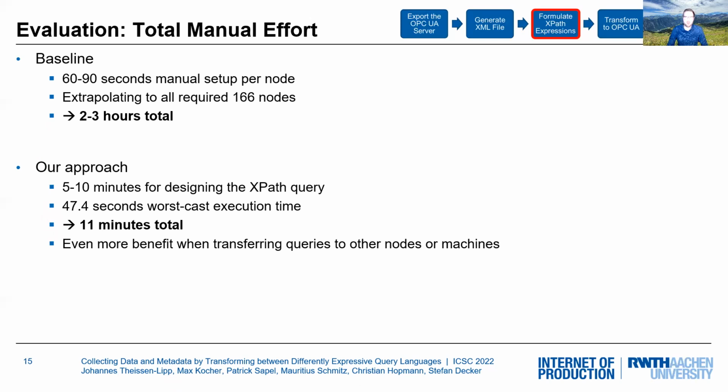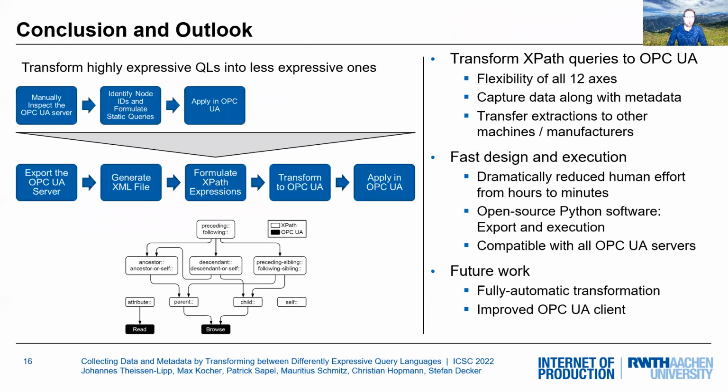Let me now come to the conclusion of our work. So our main goal was to transform a more expressive query language into a less expressive one. And we changed the highly manual and static process in the OPC context in Industry 4.0 to export the OPC servers to XML and then let people apply XPath, which is very flexible, to this.